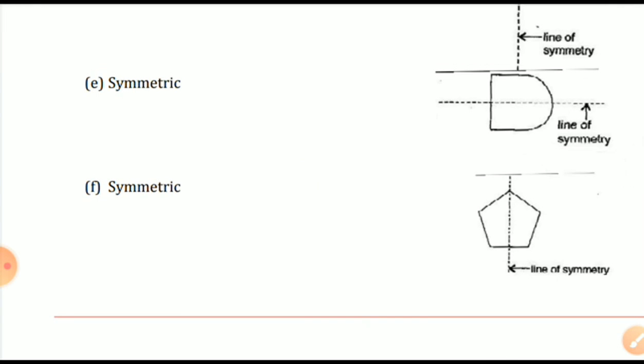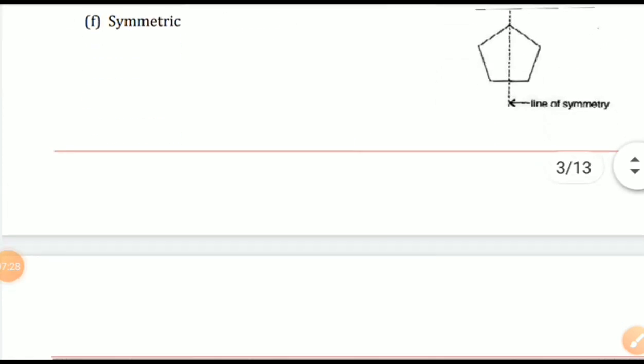Now look at the F. In F, maybe a pentagon is given. I think it's a regular pentagon, which gives us a vertical line of symmetry. Anyone has doubt regarding this question, student? No. Thank you, beta. So we will move to the next answer.